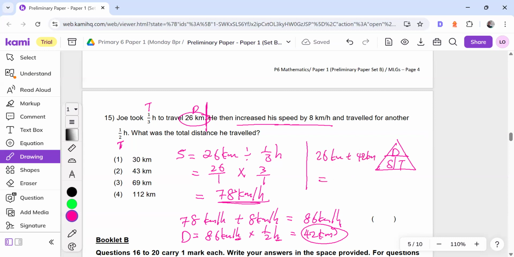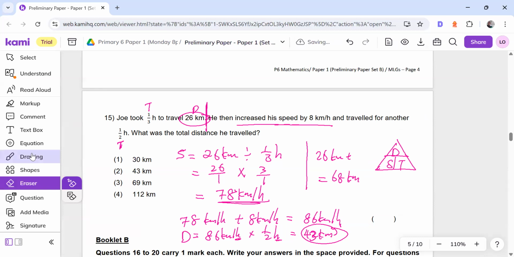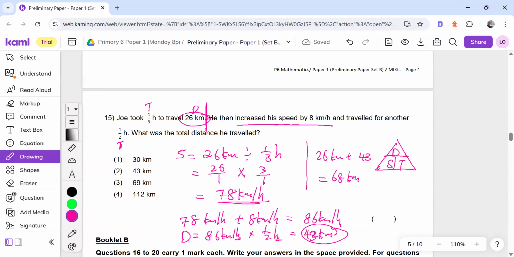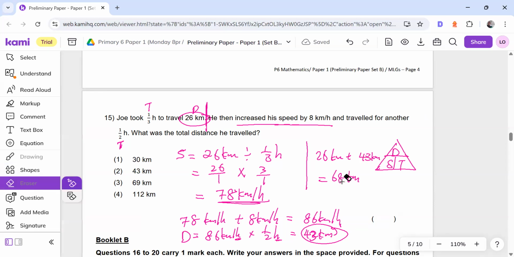So your answer will be 68. How come there's no answer there? 68. Did I make a, let me double check. It's supposed to be 43, not 42. 86 times half is 43. We do some mental sum. So 26 plus 43. Yes. Okay, if I make a careless mistake, do let me know. So 26 plus 43, and that's how you get your 69.